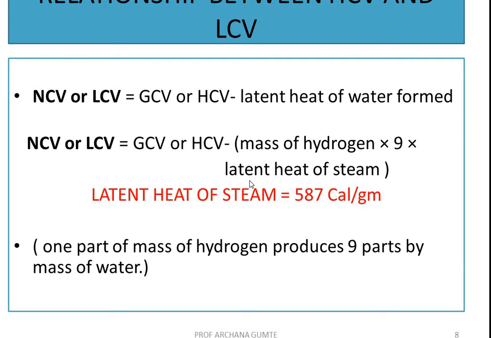Then let us see the relationship between HCV and LCV. NCV or LCV is equal to GCV or HCV minus latent heat of steam. Latent heat of steam is constant. It is labeled as 587 calorie per gram. So the formula is NCV or LCV equals GCV minus mass of hydrogen into 9 into latent heat of steam, that is 587 calorie per gram.